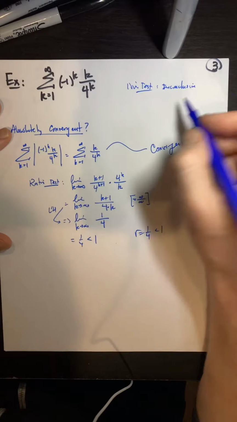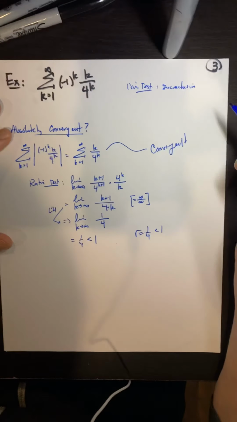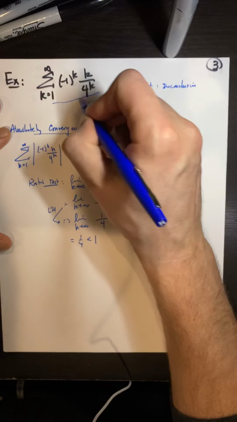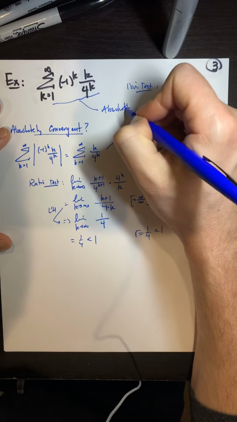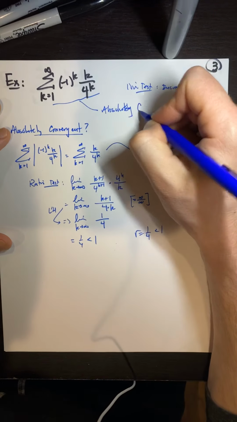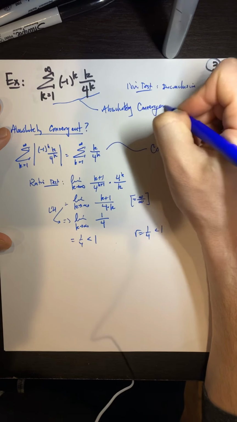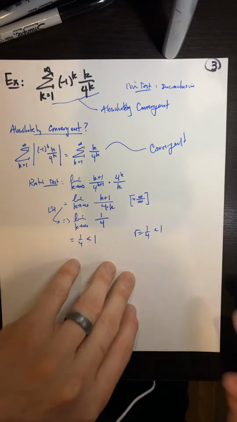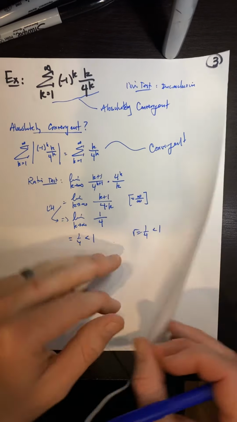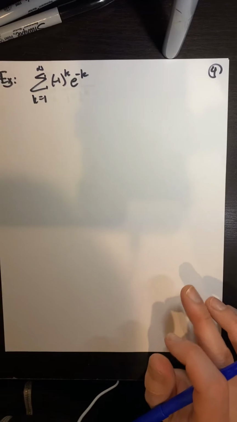Now, if the absolute value of the series is convergent, that means the original is absolutely convergent. And I don't even have to check for conditionally convergent. Okay? So that's how you show something is absolutely convergent. You just delete that negative 1 to the k and try it out. Here's another one. So let's check this one out.